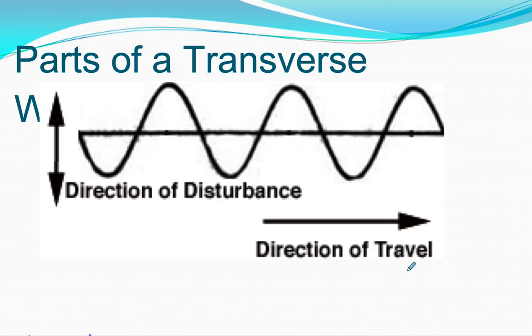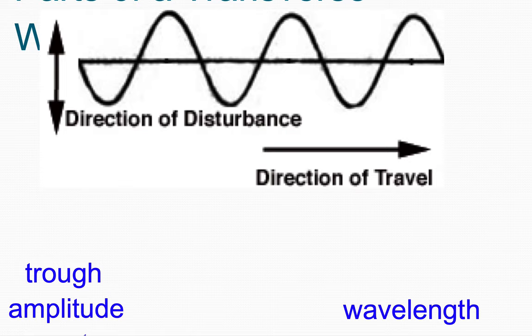So let's talk about the parts of the wave. Remember, we already talked about this: in a transverse wave, the direction of disturbance is up and down, that would be vertical, and the direction of travel is side to side, that would be horizontal, right? So those are perpendicular to each other. Now, we need to talk through some vocabulary, okay?